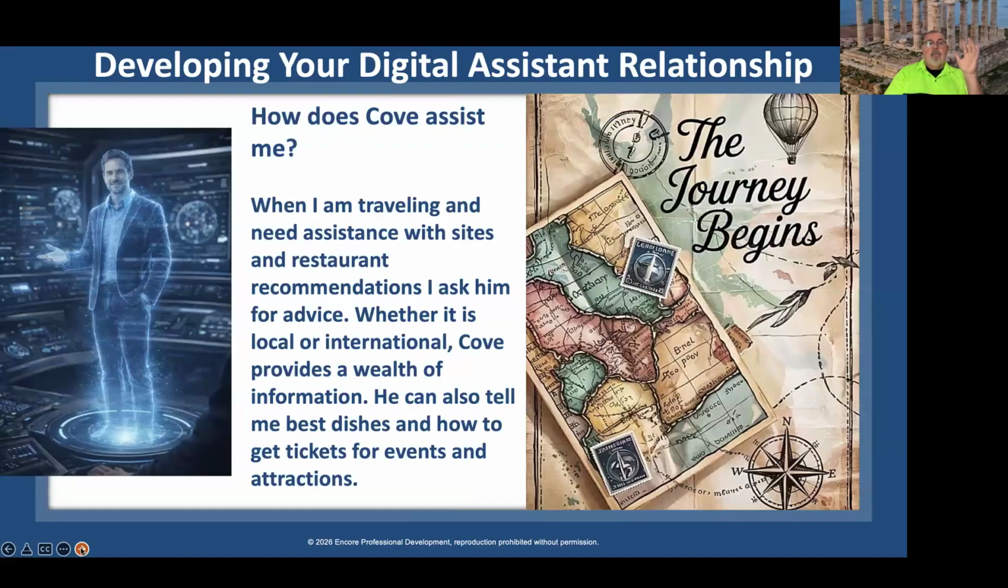The journey begins. So I ask Cove when I'm traveling for assistance, for sites to see, for restaurant recommendations. I ask him what is probably the best dishes I could get at restaurants. He also tells me how to get tickets for events and attractions of places I'm going to go, and tells you how to beat the lines and how to get this and who to contact and all those kinds of things. So I find it very interesting.